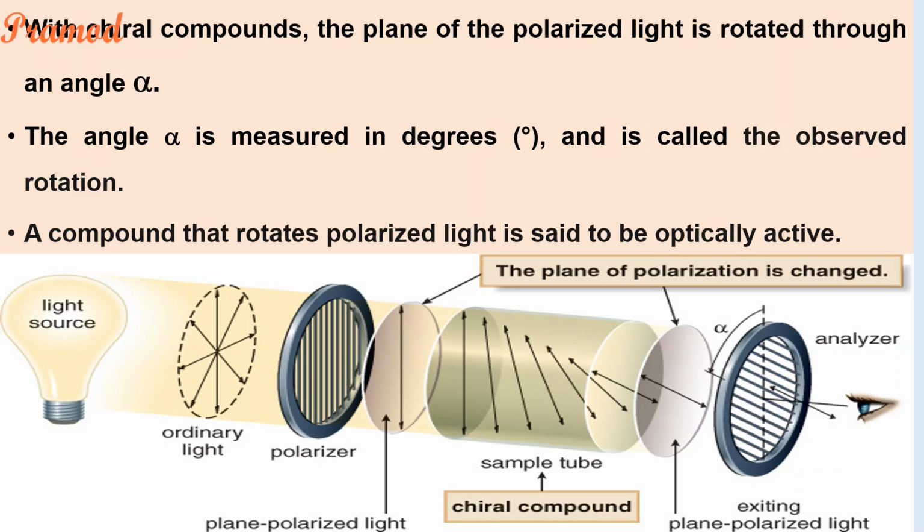Now see, this is a diagram of a polarimeter. There is a source of ordinary light, which is directed in all directions. It passes through a polarizer, that is a nicol prism, and the moment it passes through, the light oscillates in a single plane because it gets converted into plane polarized light. Now this light passes through your sample tube, which contains a chiral compound, and the chiral compound rotates the plane polarized light. That rotation is measured by the analyzer. You rotate the analyzer and measure the degree of deviation of your plane polarized light. This is how you measure the degree of deviation, that is, the rotation.